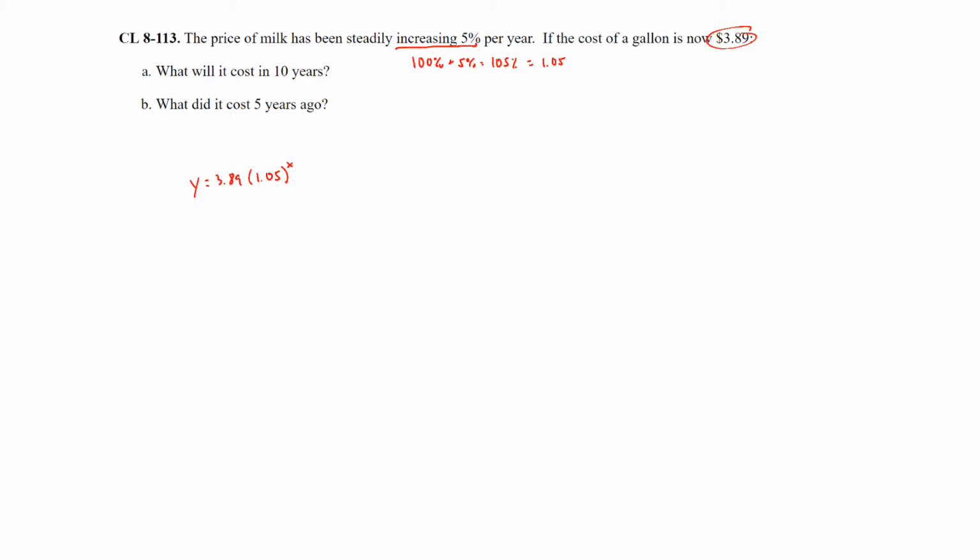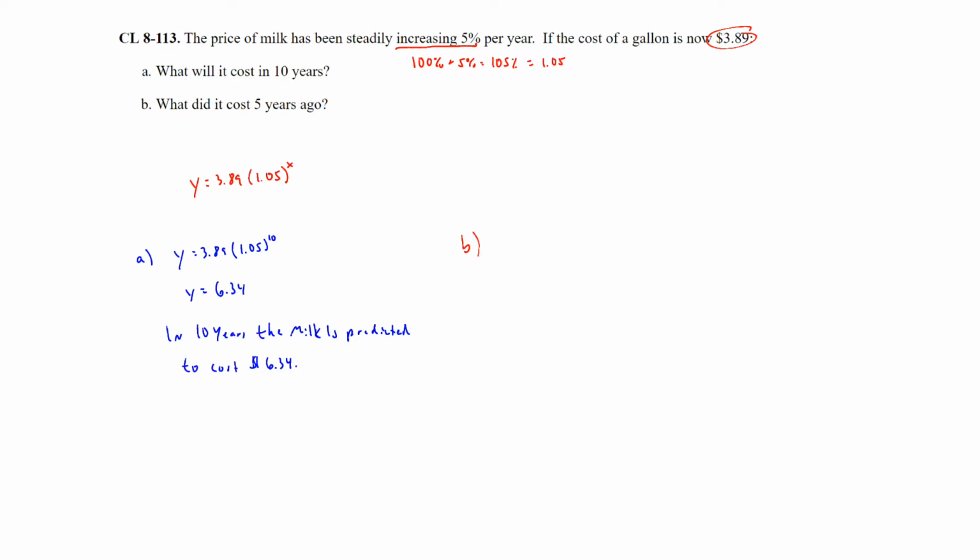So now that we have that, we can go back and answer part A, which is what will it cost in 10 years. So we can plug 10 in for x, because that represents the number of years. Plug that into your calculator and round to the nearest cent. And I got a value of 6.34. So that means in 10 years, the milk will cost, or is predicted to cost, $6.34.